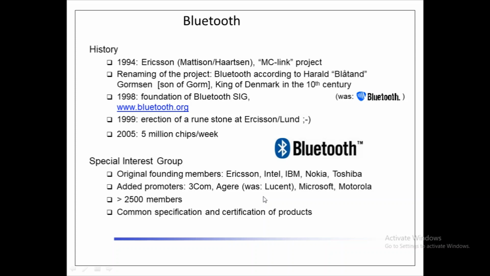It took 1,000 years before the Swedish IT company Ericsson started some studies in 1994 around so-called multi-communicator links, and the project was renamed. And Bluetooth was born.